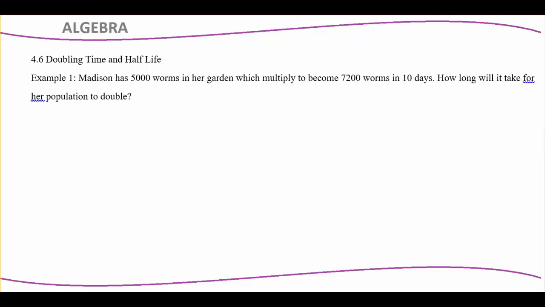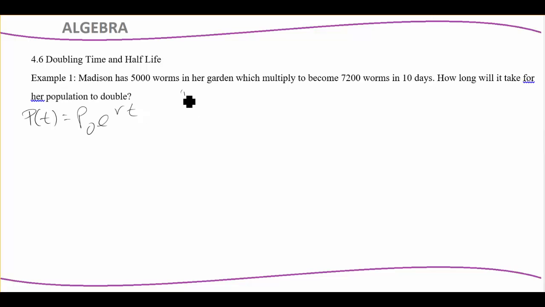Example 1, Madison has 5,000 worms in her garden which multiply to become 7,200 worms in 10 days. How long will it take for her population to double? First, let's recall the growth equation. So we're going to have P of t equals P naught e to the rt. We don't know r. We're going to use what we know to find r.